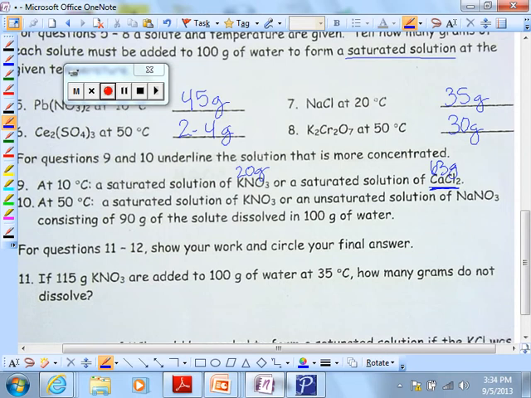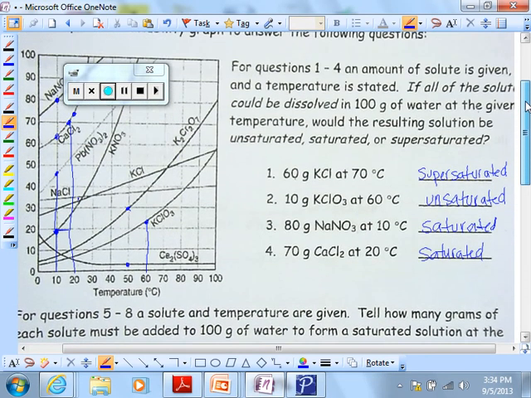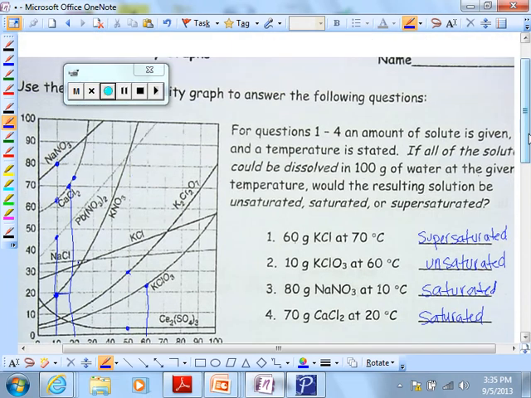All right, now we're looking at 50 degrees. A saturated solution of potassium nitrate, so 50 degrees. Potassium nitrate is almost off the chart, I think. Not 50. 90.